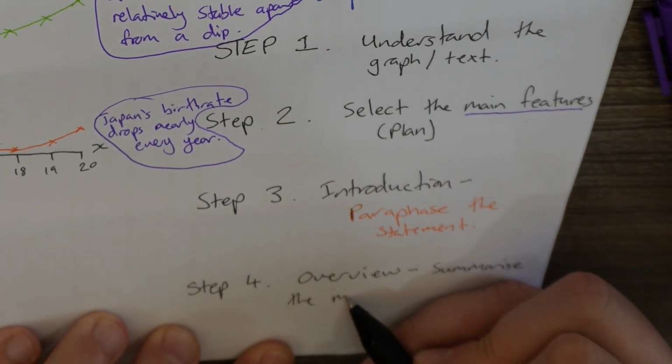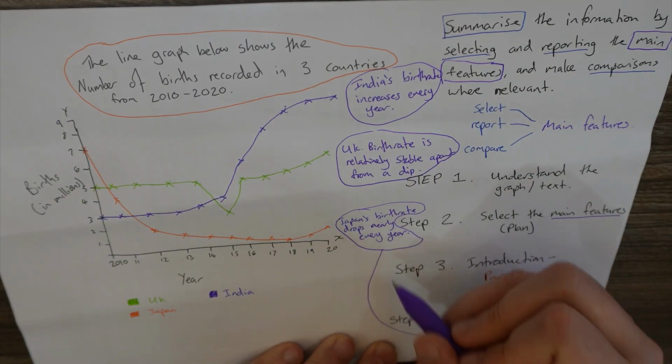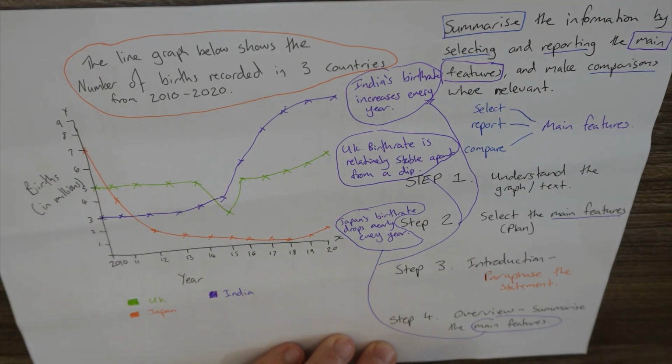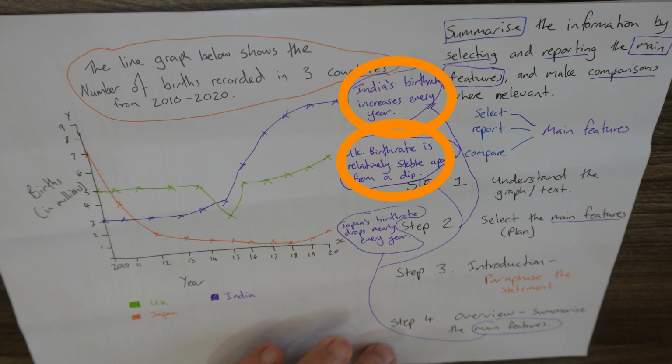So now we need to write an overview which summarizes the main features that we have already looked at, which is India's birth rate increases every year. The UK birth rate is relatively stable apart from a dip. And Japan's birth rate drops nearly every year. Let's have a look at how to write the overview.